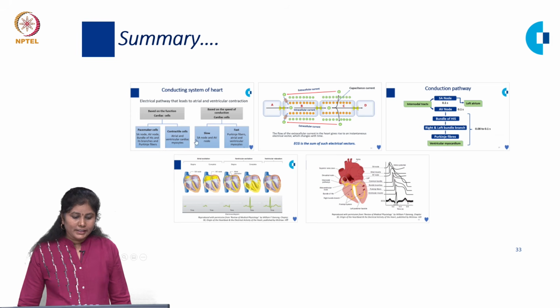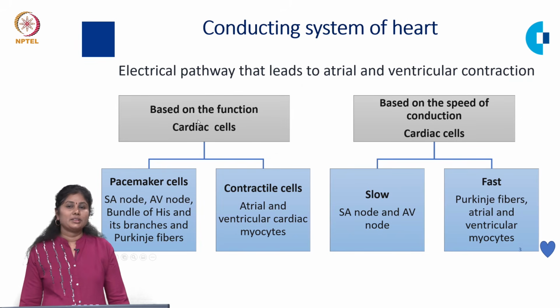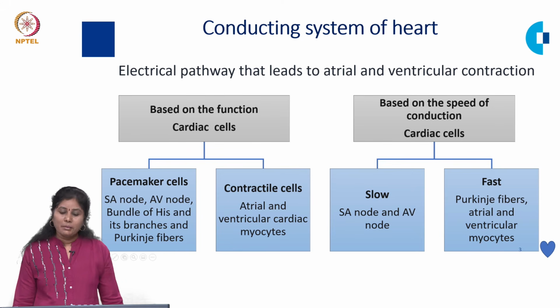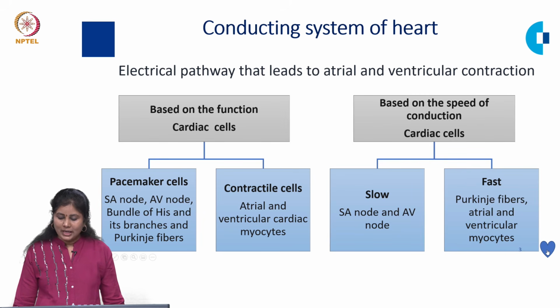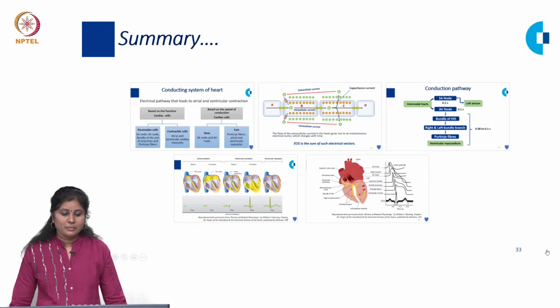Summarizing the entire content, we have seen that the conducting system of the heart includes the cardiac cells classified in different ways based on the function as pacemaker cells and the contractile cells, and based on the speed of conduction as slow fibers and fast fibers. Pacemaker cells are SA node, AV node, bundle of His branches, Purkinje fibers. Contractile cells are atrial and the ventricular myocytes. Slow fibers are SA node and AV node, whereas other cells are fast fibers.